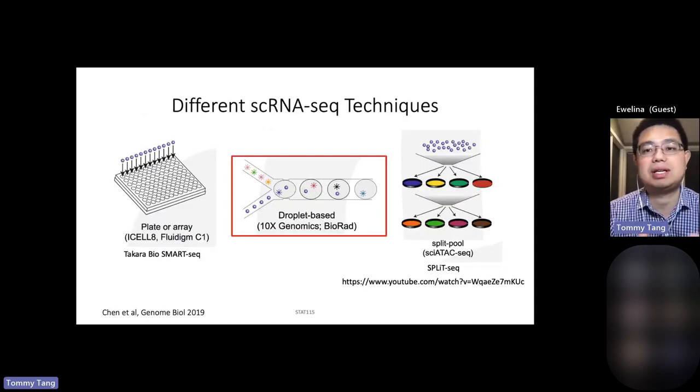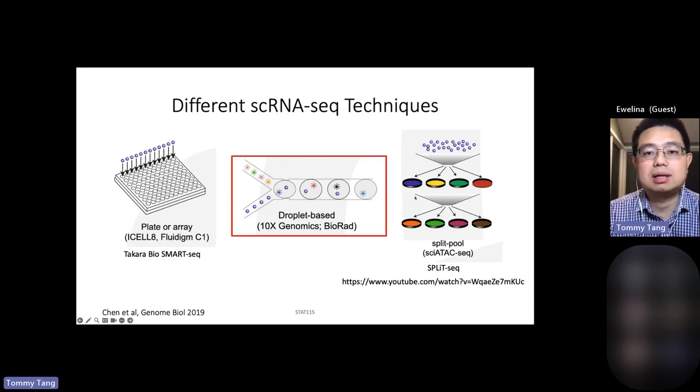So other methods in addition to the droplet-based have been developed. There's the plate-based method in which the cells are sorted into single wells on a plate. Smart-seq is non-UMI based, but it sequences the full length of mRNA and they usually have much deeper sequencing, but with fewer cells than 10x.